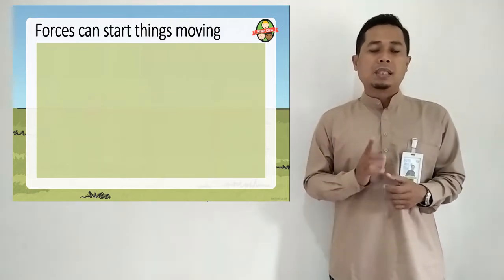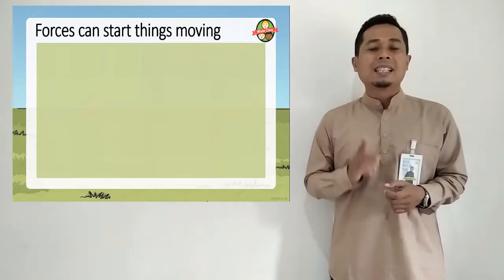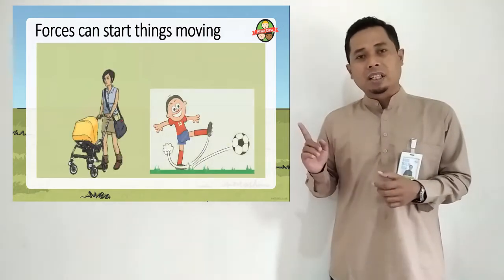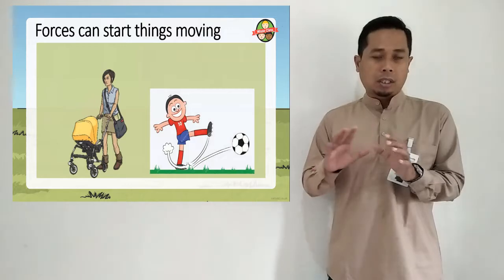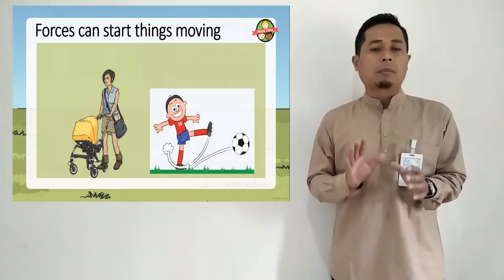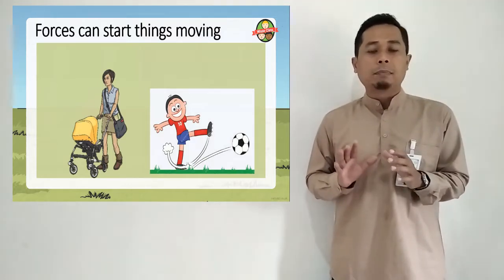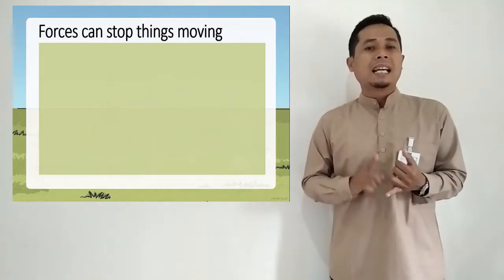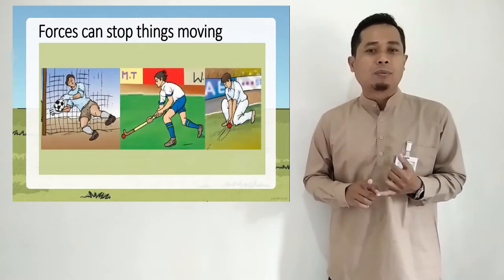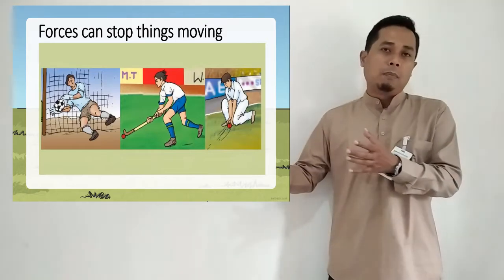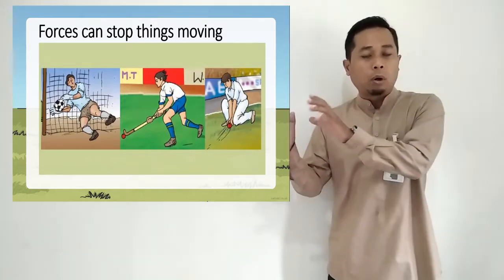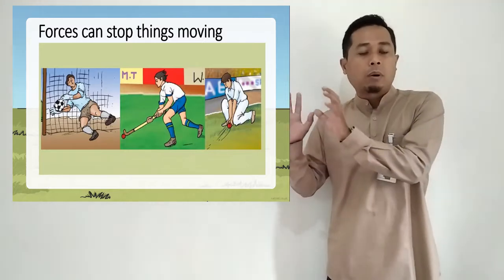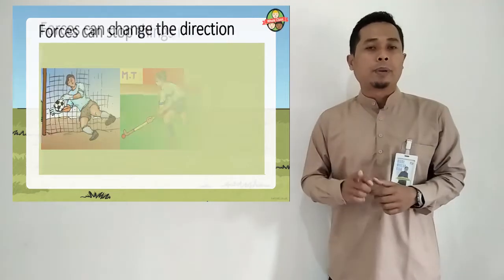First, the first effect is forces can start things moving. The example is in here there is a ball or a trolley. When you push a trolley or ball, the trolley and the ball will move. The next effect is that forces can stop moving. For example, in here there is a moving ball. When you catch the ball, you give force, so the ball stop moving.